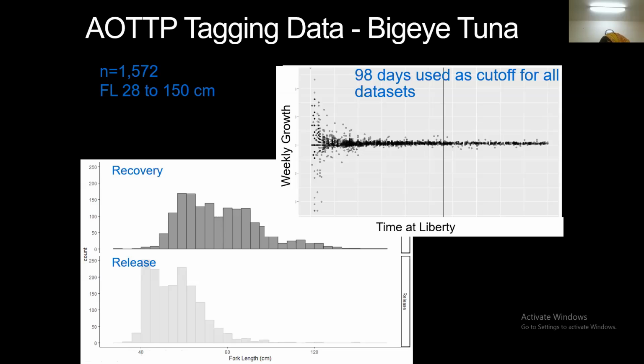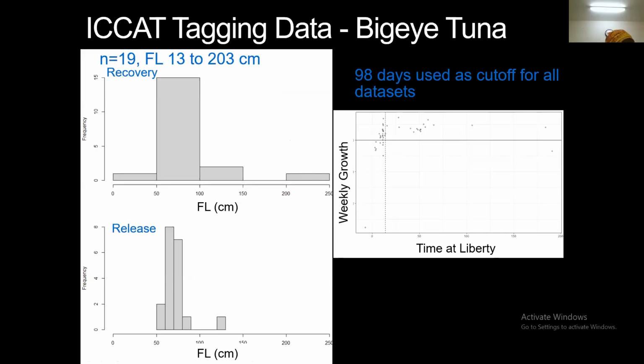From the ICCAT tagging database, again, we used that same cutoff of 98 days. We only had a sample size of 19 fish now, with fork lengths ranging from 13 to 203 centimeters, with recoveries and releases shown here.